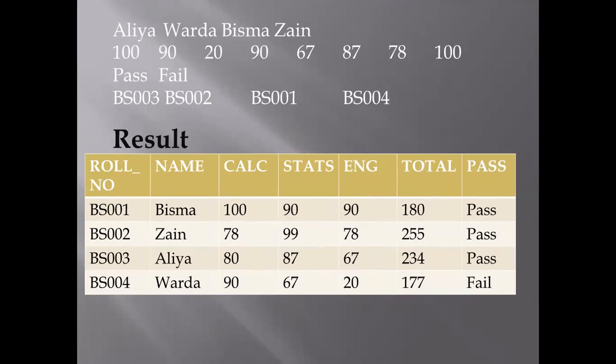Now, here we have some names: Alia, Verda, Bisma, Zain, and some random numbers, and again some text, and some combination of alphanumeric data. But all these data don't make any sense. After analyzing, organizing, processing, and relating, we come up with a table and we give captions or headings like roll number, name, calculus marks, stats marks, English marks. Then we calculate the total, and on the basis of the total value, we can decide whether the student is pass or fail. So this tabular information, as we have put all this data into an organized form, becomes information.